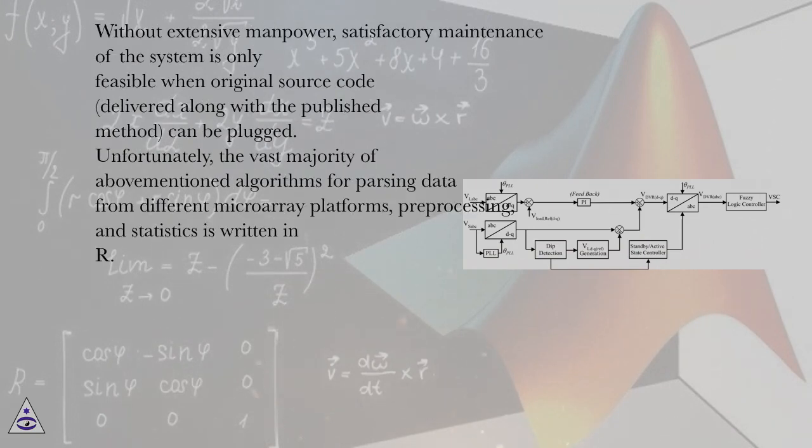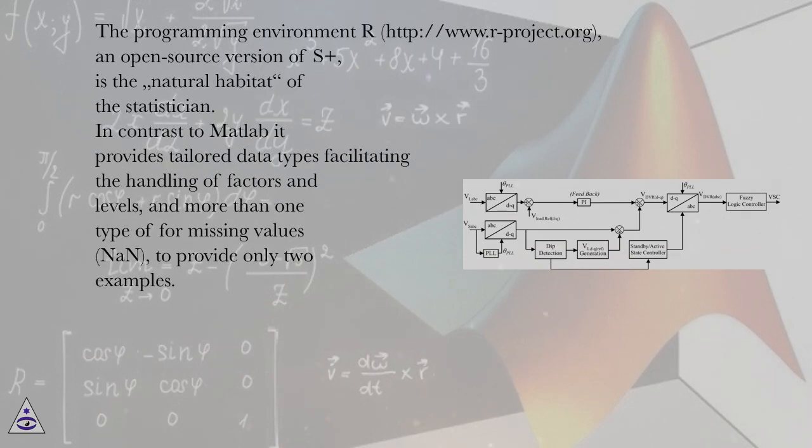Without extensive manpower, satisfactory maintenance of the system is only feasible when original source code, delivered along with the published method, can be plugged in. Unfortunately, the vast majority of above-mentioned algorithms for parsing data from different microarray platforms, preprocessing, and statistics is written in R. The programming environment R, http://www.r-project.org, an open source version of S+, is the natural habitat of the statistician. In contrast to MATLAB, it provides tailored data types facilitating the handling of factors and levels, and more than one type for missing values, NaN, to provide only 2 examples.